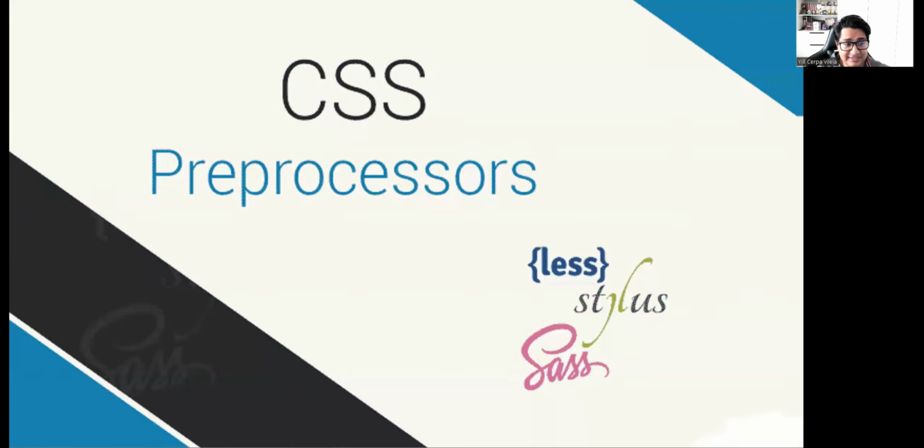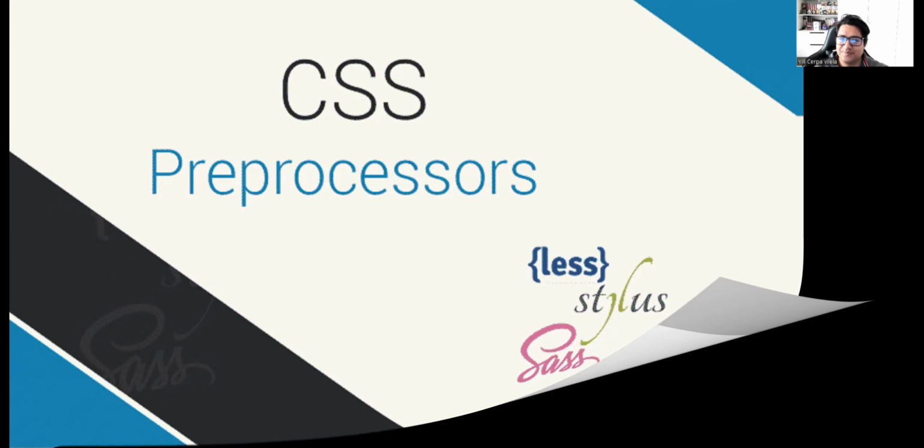Then we have the LESS preprocessor. It stands for Leaner Style Sheets, and LESS uses the .less extension. And finally, Stylus, which uses the .styl extension. To use these preprocessors, we can find the installation methods on the internet. Today, I would like to talk a little bit more about SASS, which is the most used, and share some interesting and cool features we can use with SASS in our code.